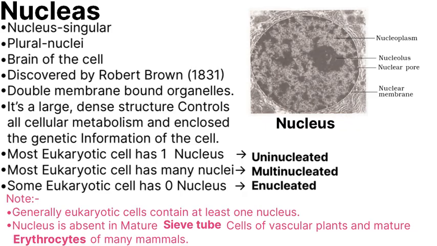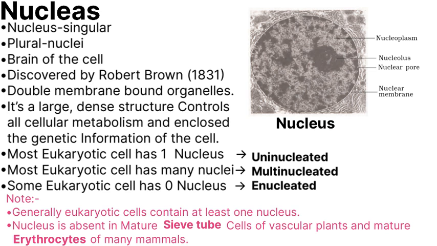If you talk about their discovery and shape, nucleus is a round and dense cell organelle which was discovered by Robert Brown as early as 1831. It is a double membrane bound organelle. Generally, if we talk about the number, every eukaryotic cell possesses one or more nuclei during their life cycle at some stage of their existence. Generally, the eukaryotic cells contain at least one nucleus in them, and they are named as uninucleated. And most of the eukaryotic cells have many nuclei in them, and they are termed as multinucleated.